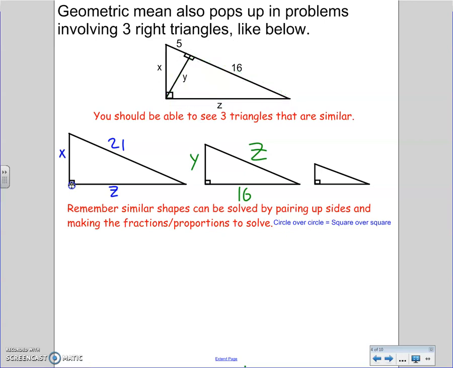And last is the small right triangle, this one right here. The hypotenuse is x. The small side is 5. The long side is y. Alright, and like before, to solve similar shapes, you pair the sides, make the fraction proportion, and solve. I like doing circle over circle, square over square, stuff like that.